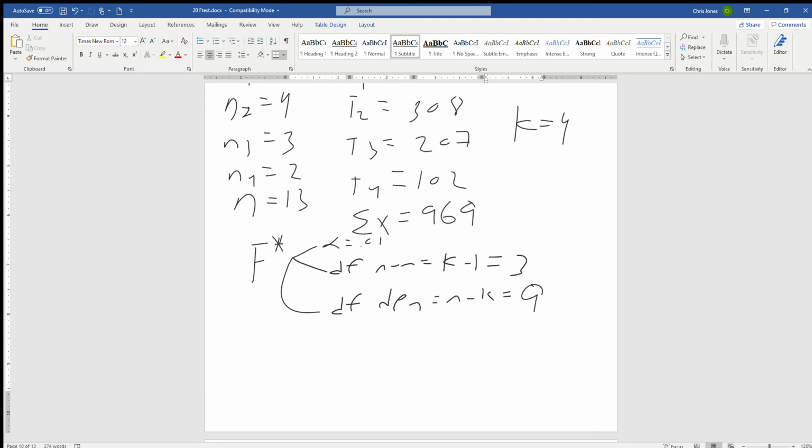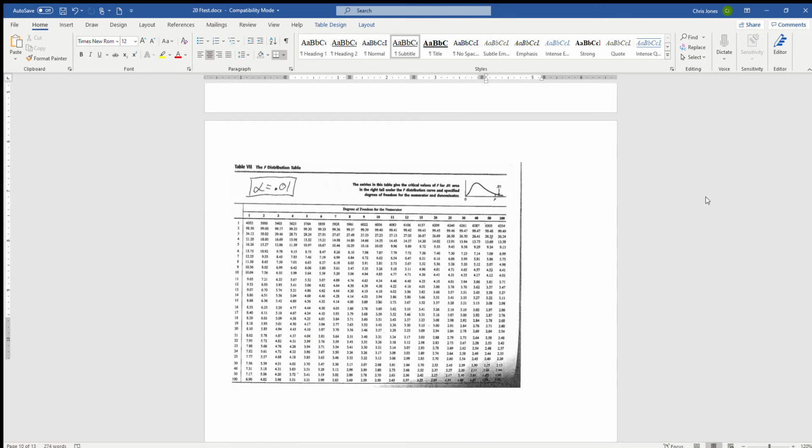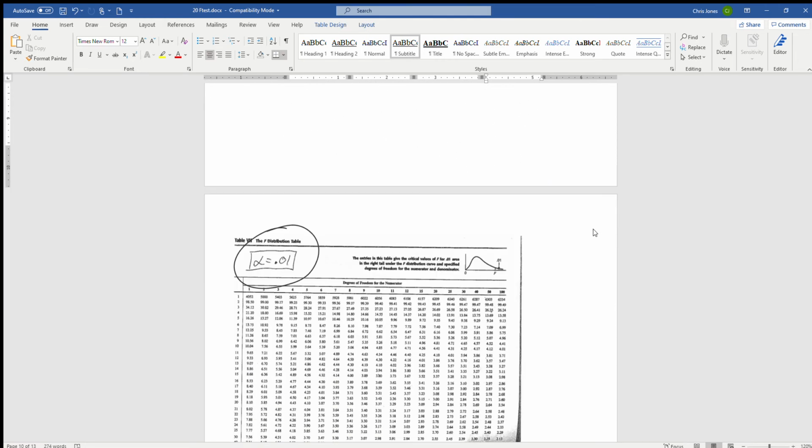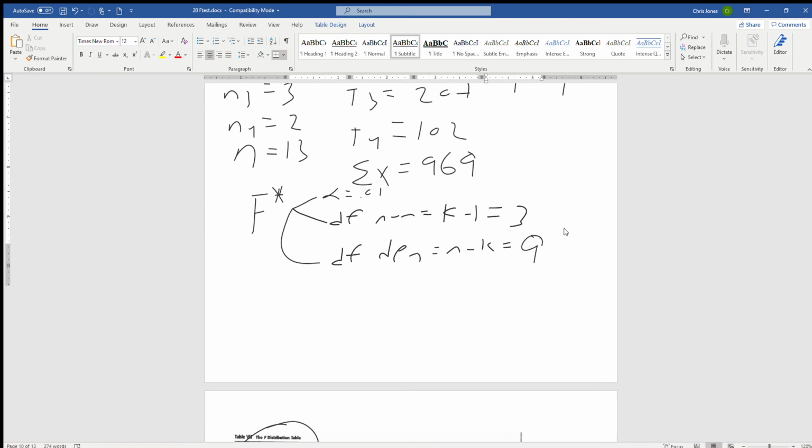So now we're going to look up the critical value. Remember, you have to find the page first by looking at alpha is 1%. We're going to go to 3 degrees of freedom in the numerator and 9 degrees of freedom in the denominator. And if we verify that, 6.99 should be the test statistic value. I'm sorry, the critical value, not the test statistic, excuse me. So our F critical is 6.99.